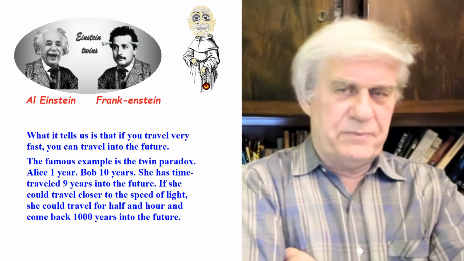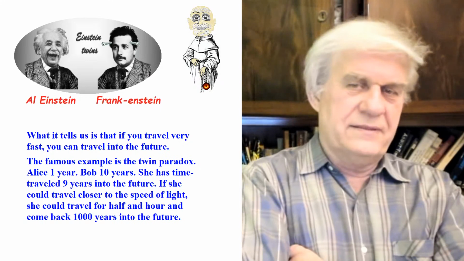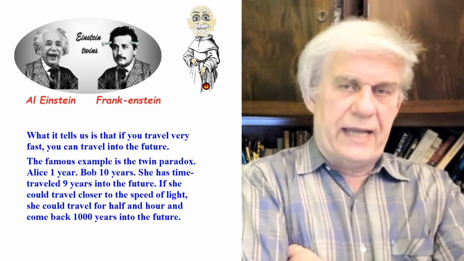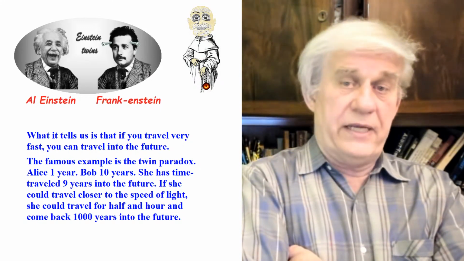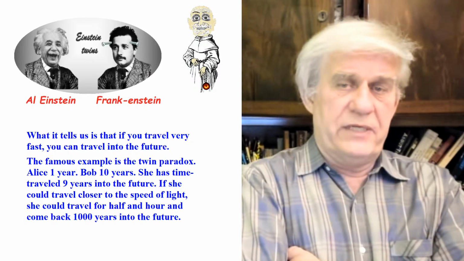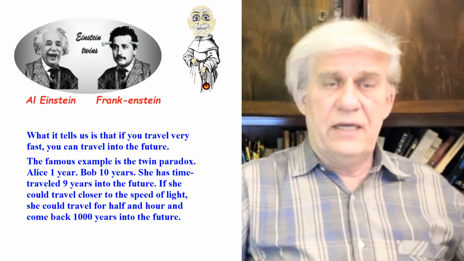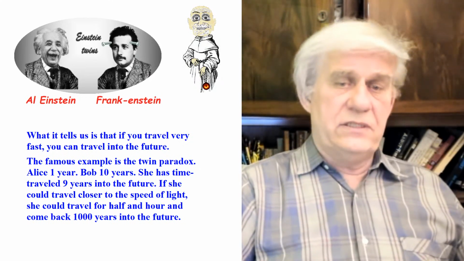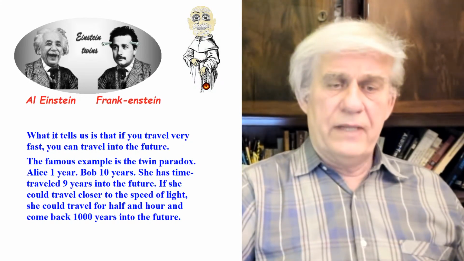Al Einstein stays behind on Earth, and Frankenstein goes to, I don't know, to Mars at the speed of light. He comes back 20 years later on Earth, but he went so fast that for him only a few minutes went by. So as far as he's concerned, he just spent 1 or 2 minutes out in space, and he meets his brother Al Einstein, who has aged 20, 30, 40, 50 years here on Earth. They have all these calculations, right?